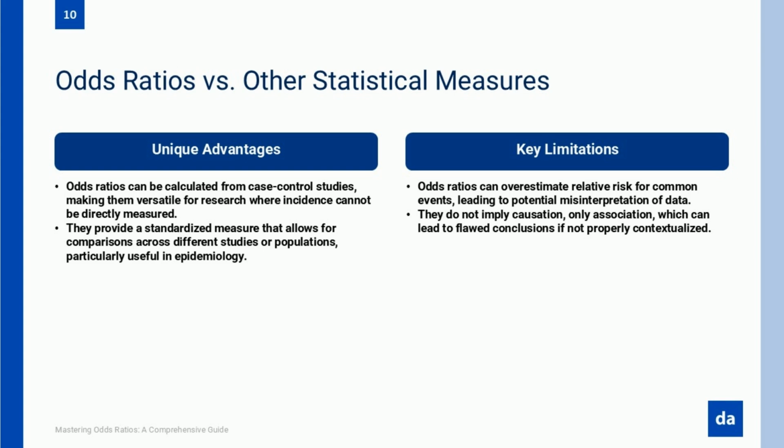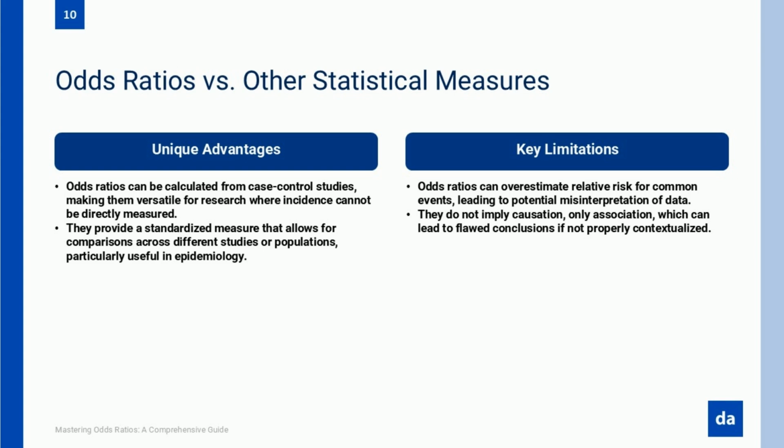Let's start with relative risk, a measure often used in public health contexts. Relative risk provides a direct measure of the probability of an event occurring in exposed versus unexposed groups. This makes it particularly useful when communicating findings to the general public or policymakers. For instance, saying smokers are twice as likely to develop lung cancer compared to non-smokers is more intuitive than explaining an odds ratio.